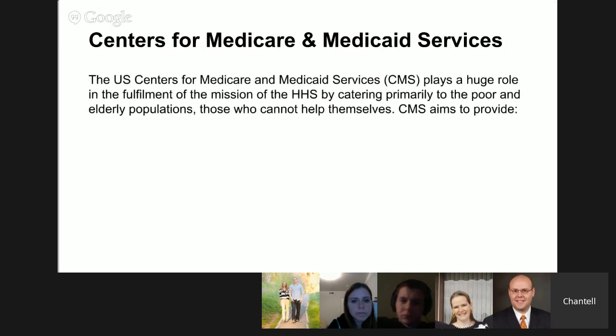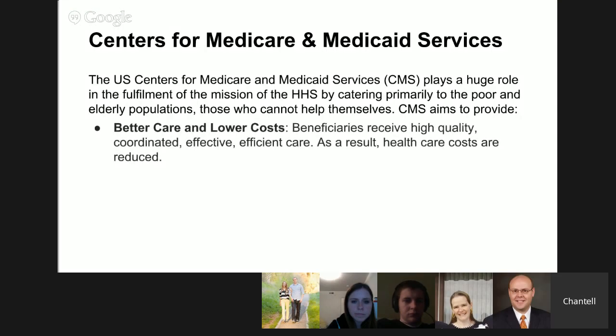One of the most important of these organizations to help the HHS accomplish their goals is the U.S. Centers for Medicare and Medicaid Services, and they play a huge role in the fulfillment of the mission by catering primarily to the poor and elderly populations and those who cannot help themselves. CMS aims to provide better care and lower costs to their beneficiaries.